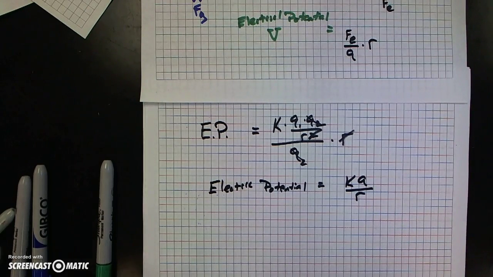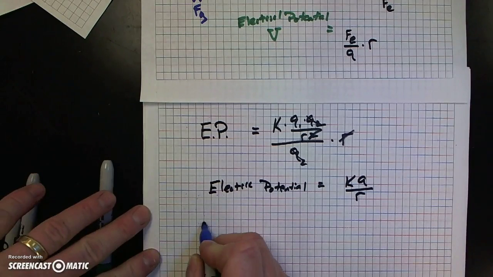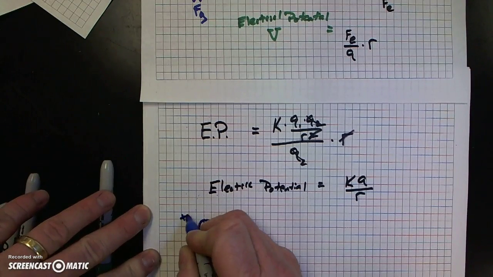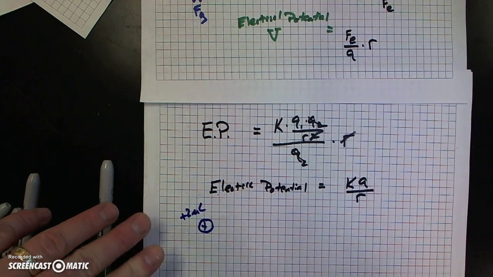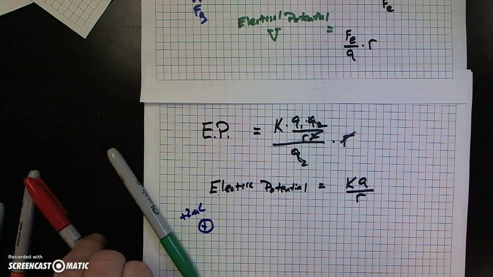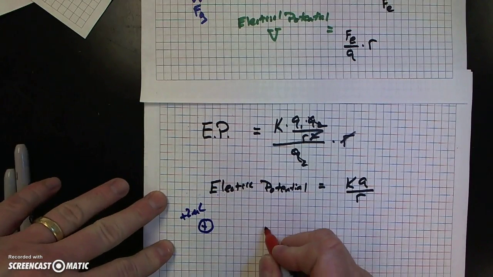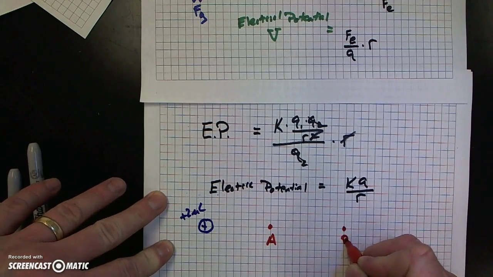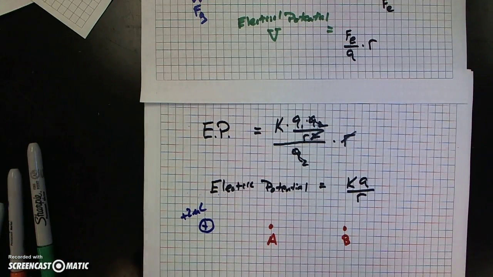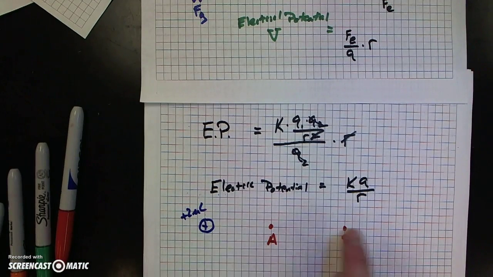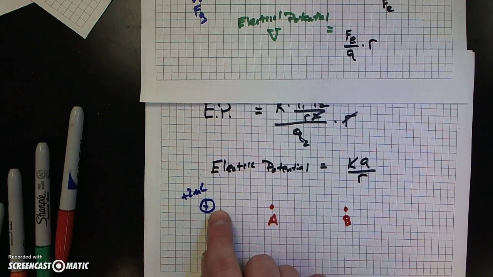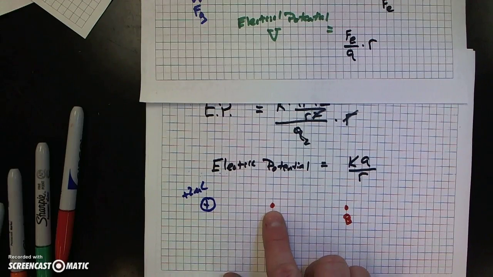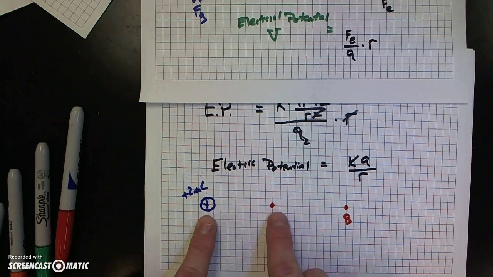So let's do an example. Let's say I have a positive charge here. We'll call this a positive 2 microcoulombs. And I'm just going to pick a location. One point out here, we'll call point A. Another point out here, we'll call point B. So let's say I have a little positive test charge sitting right here at A. There would be a repulsion. It's going to feel the force here, and it's going to repel, and it's going to want to.